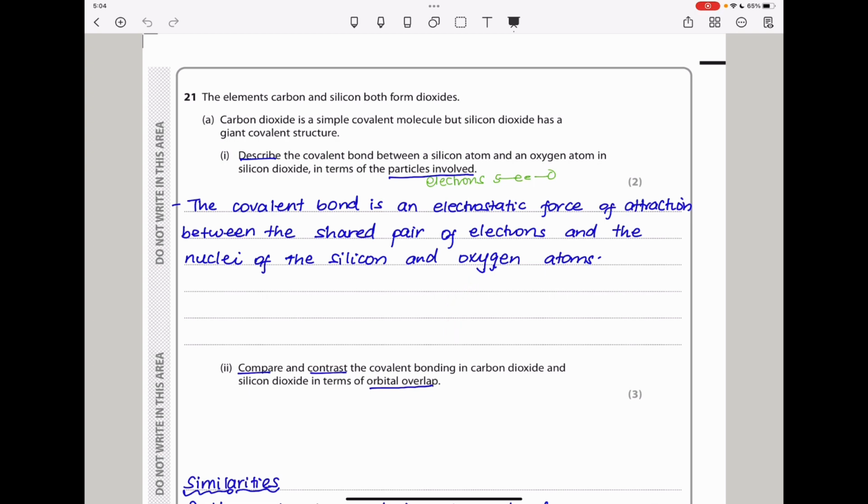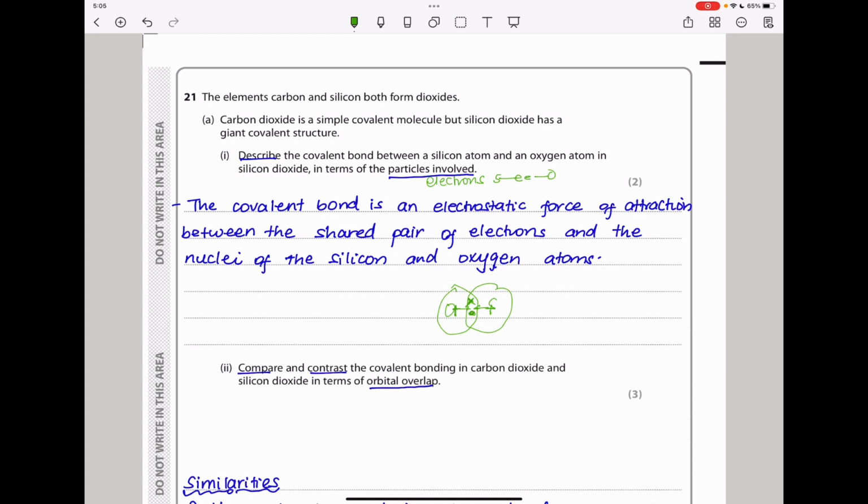If this is the oxygen atom, let me try to draw. If this is the oxygen atom and this is the silicon atom, this is oxygen and that is silicon. I'm just using this as a covalent bond. They are going to be sharing the electrons like that. This is an example I'm using to demonstrate. It means the positively charged nuclei are attracting the negatively charged electrons that are being shared, and that is what we call a covalent bond.